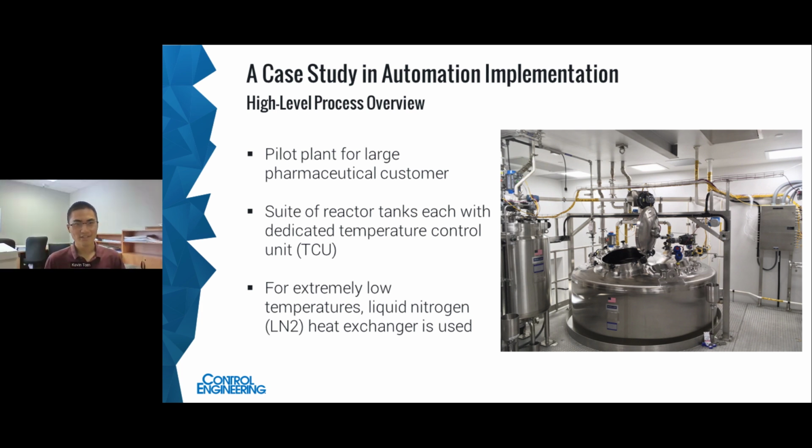Thanks, Chris. So I'd like to discuss a case study in automation implementation where the system integrator was tasked with modifying a control system in the field to work around a blind spot in the original process design. So here's a quick introduction of the high-level process. It was a pilot plant for a large pharmaceutical company. So you can imagine a lot of clean rooms and a lot of stainless steel like depicted here. The part of the process of interest was the suite of reactor tanks. Each had a dedicated temperature control unit, or TCU, that took care of basic warming and cooling. But when extremely low temperatures were called for, like temperatures below -30 degrees Celsius, the heat transfer fluid gets circulated through a liquid nitrogen or LN2 heat exchanger to get things really cold, up to, I think, -78 degrees Celsius.